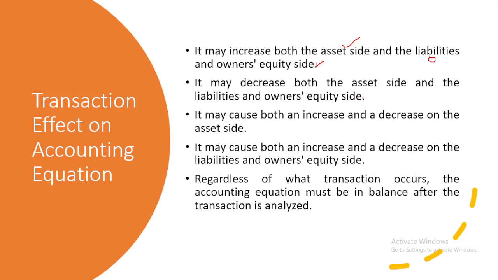So if there is a decrease on one side, they also have to decrease on the other side. But in some scenarios, only one side can decrease and increase at the same time. So like here, it says that it may cause both an increase and decrease on the asset side. So one transaction can cause an increase and decrease on the asset side.